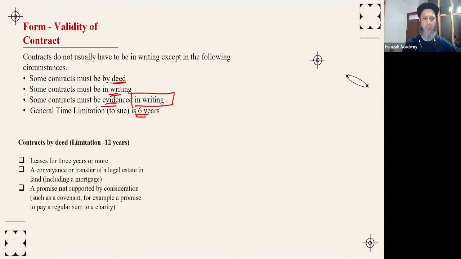Contracts by deed. Now, this 6 years is general. If a contract is by deed, its limitation is 12 years. Which types of contracts are required to be in the form of a deed? Lease agreements, when you get some area on rental.